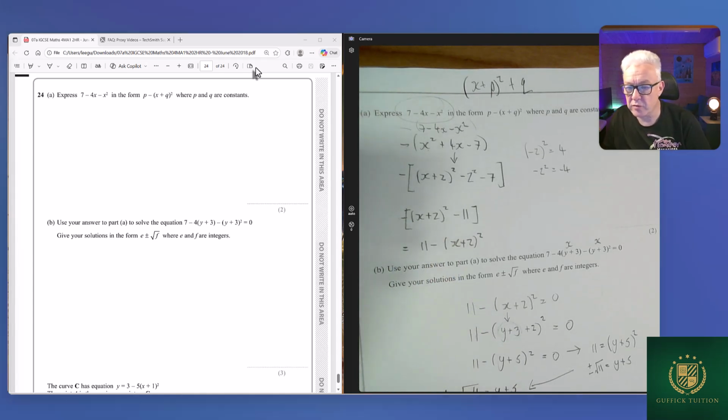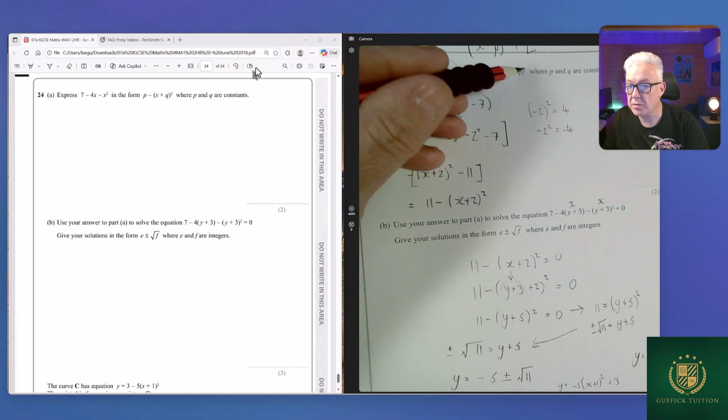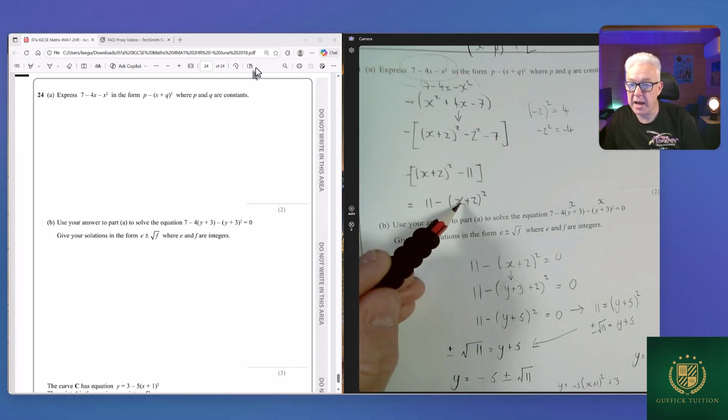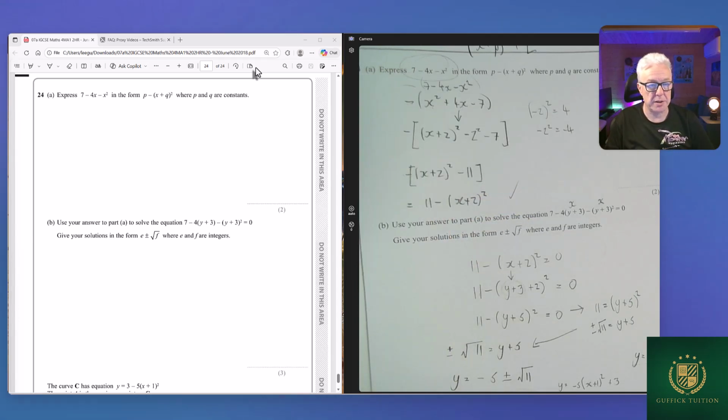So you can see we've now written it in the form p minus (x add q) all squared. So that's our part A done for 2 marks.